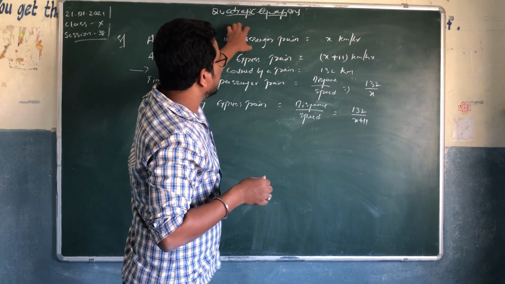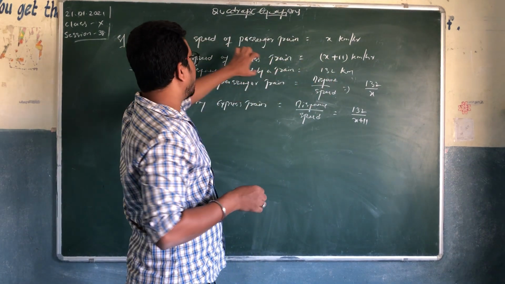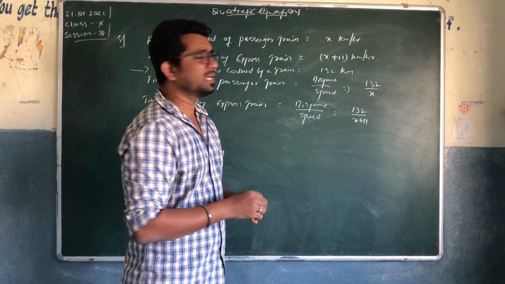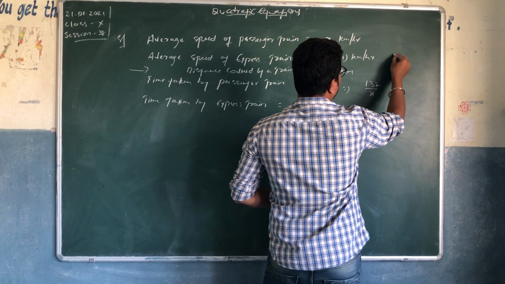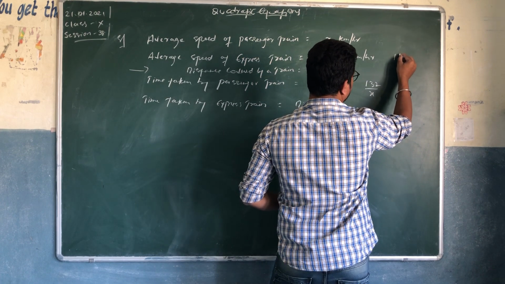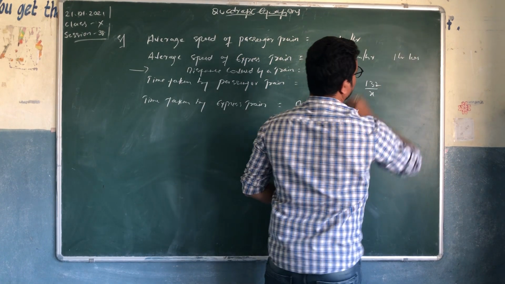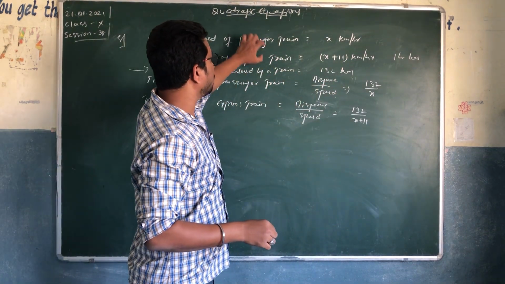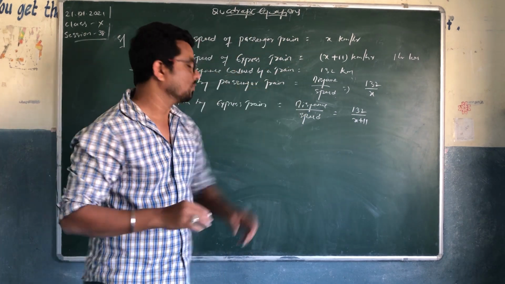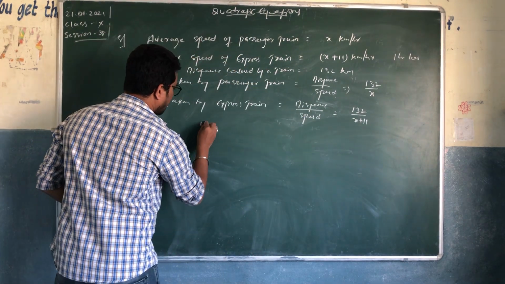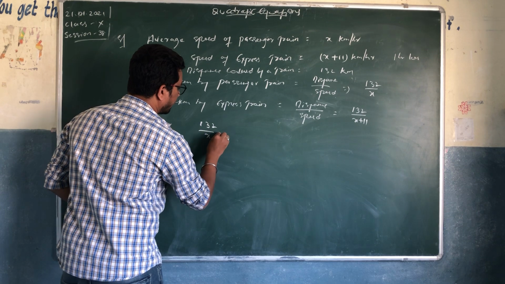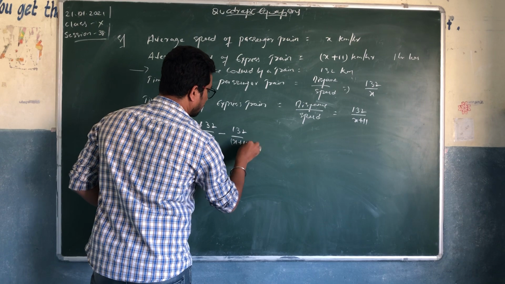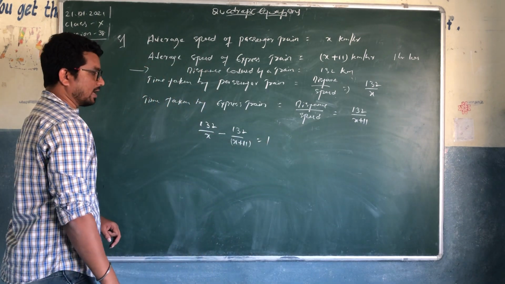If a passenger train is going at x kilometers per hour, and if the express train goes at x plus 11 kilometers per hour, it would have taken 1 hour less, which means we would have saved 1 hour. If you remove this one from this, we would have saved 1 hour, so simply we can write 132 by x minus 132 by x plus 11 is equal to 1 hour saved.